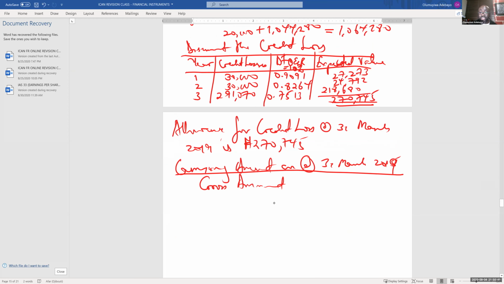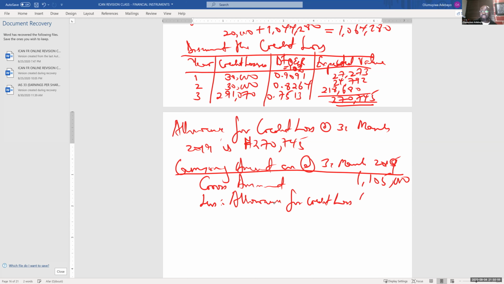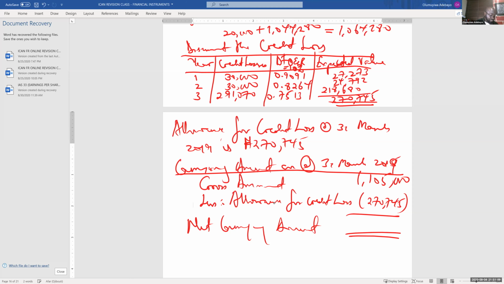Therefore, I come down here to say 1,105,000 less my allowance for credit losses. How much is that? 270,745. What is my net carrying amount? 1,105,000 minus 270,745 gives me what? 834,255.